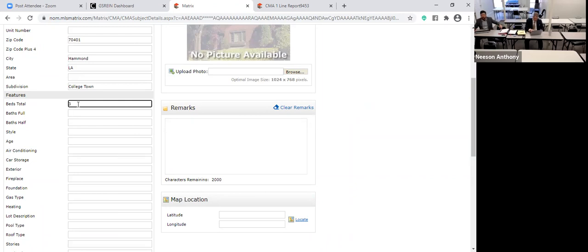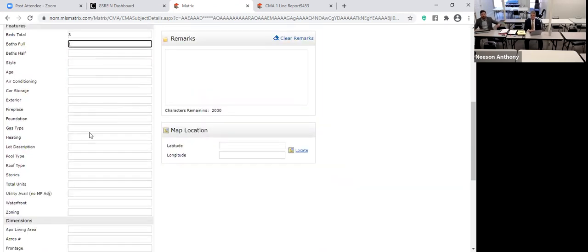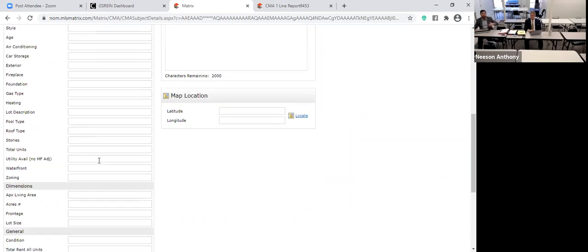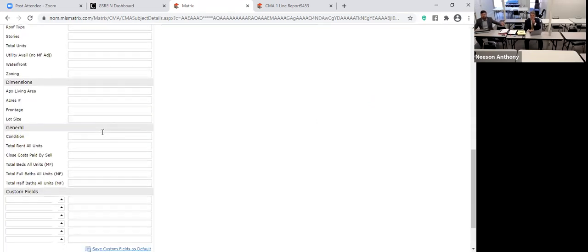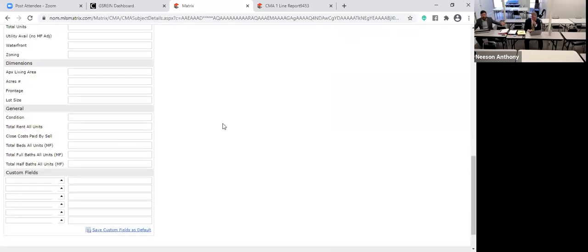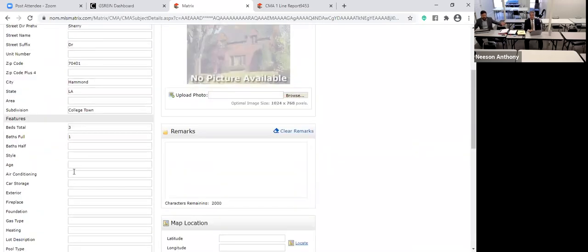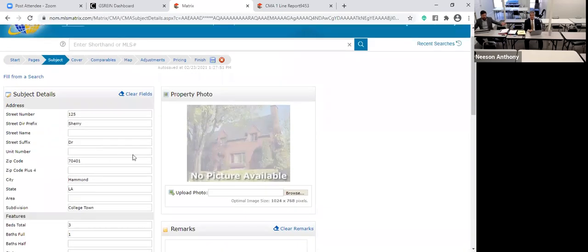The more you put in, the more complete your CMA is going to come up. So the more you put in here, the more it's going to put onto your thing that you will literally print out to give to your person. Right? For my things, I'm just leaving these couple things in here.